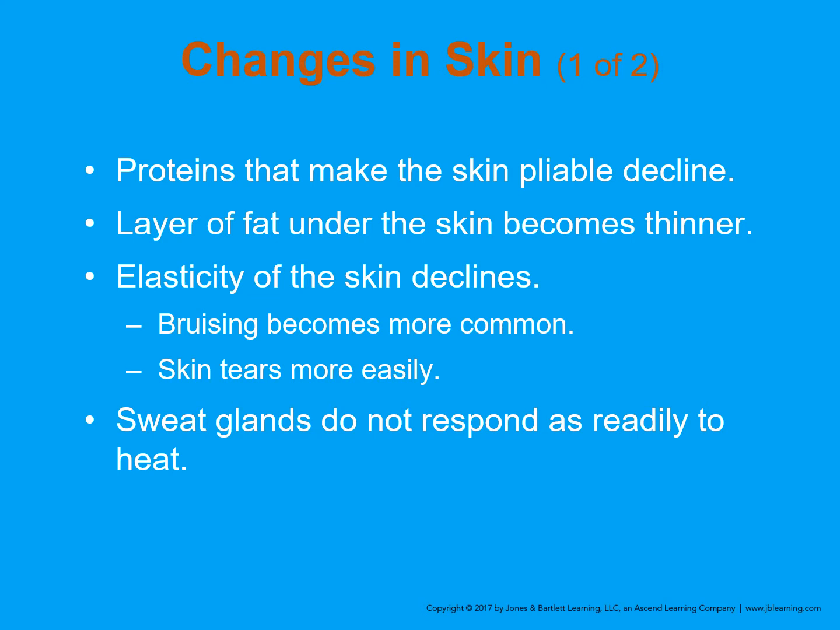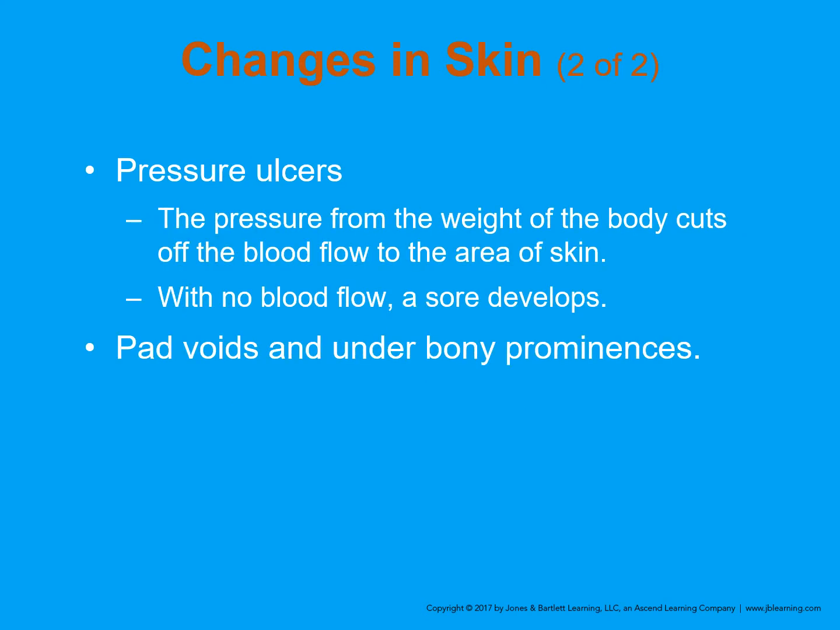So, sweat glands do not respond as readily to heat. They're more apt to overheat when it is really hot. And that could be a problem, right? Hyperthermia can kill. Pressure ulcers. The pressure from the weight of the body cuts off the blood flow to the area of skin. This happens to patients who stay in the same position too long. It's very common in the bedridden.